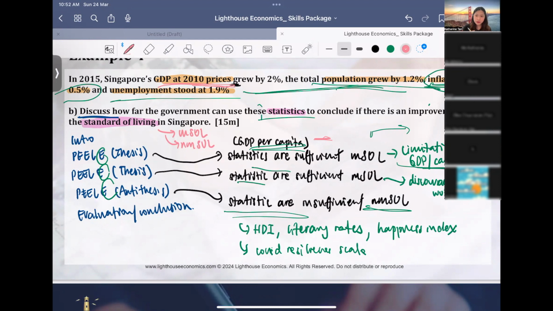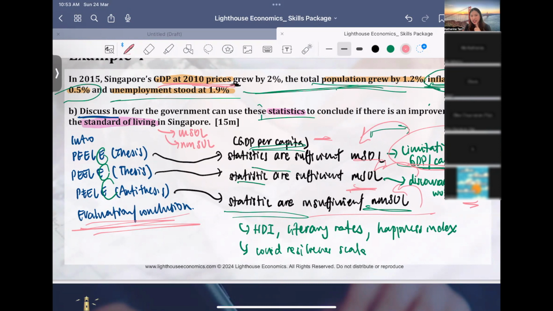Another point to take note of is that your evaluation is different from your thesis and antithesis. You must evaluate your point. Let's look at the last one, evaluation and conclusion. You're going to summarize all of these. You can say that at the end, the statistics provided are good in telling us that there is an improvement in standard of living. So you must answer the question.